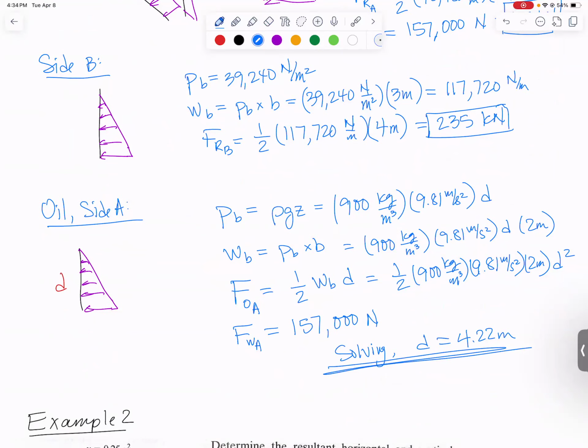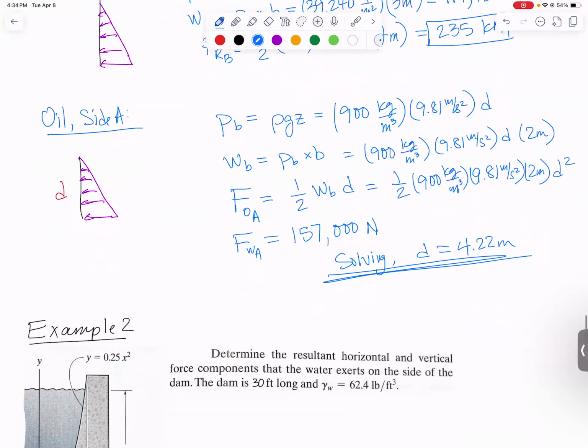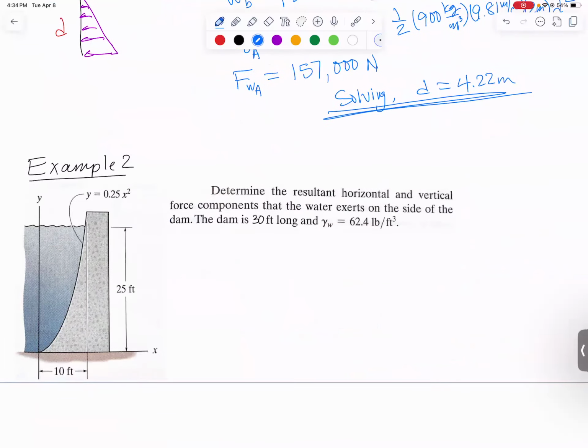Since the oil has a lower density than water, that's why oil tends to float on top of water, because it's got a lower density. You're going to need more oil to get the same amount of force on the side of the tank. Let's do one more example. It's going to involve English units and a curved surface.